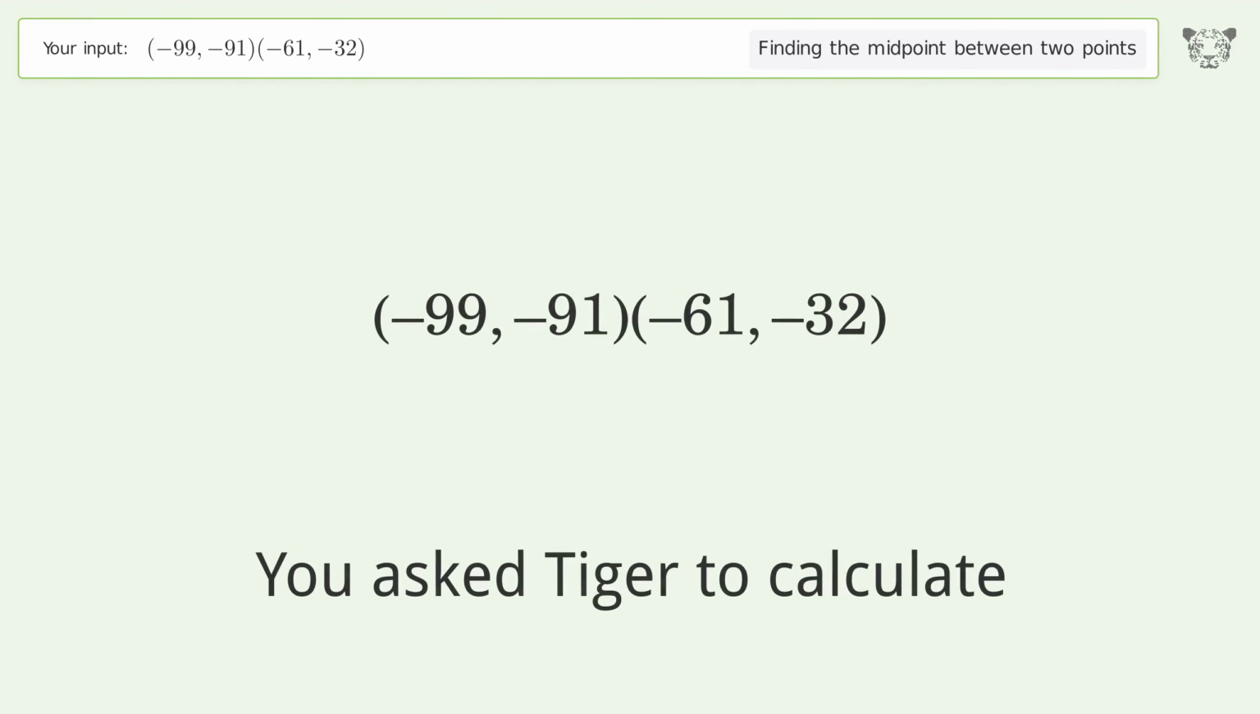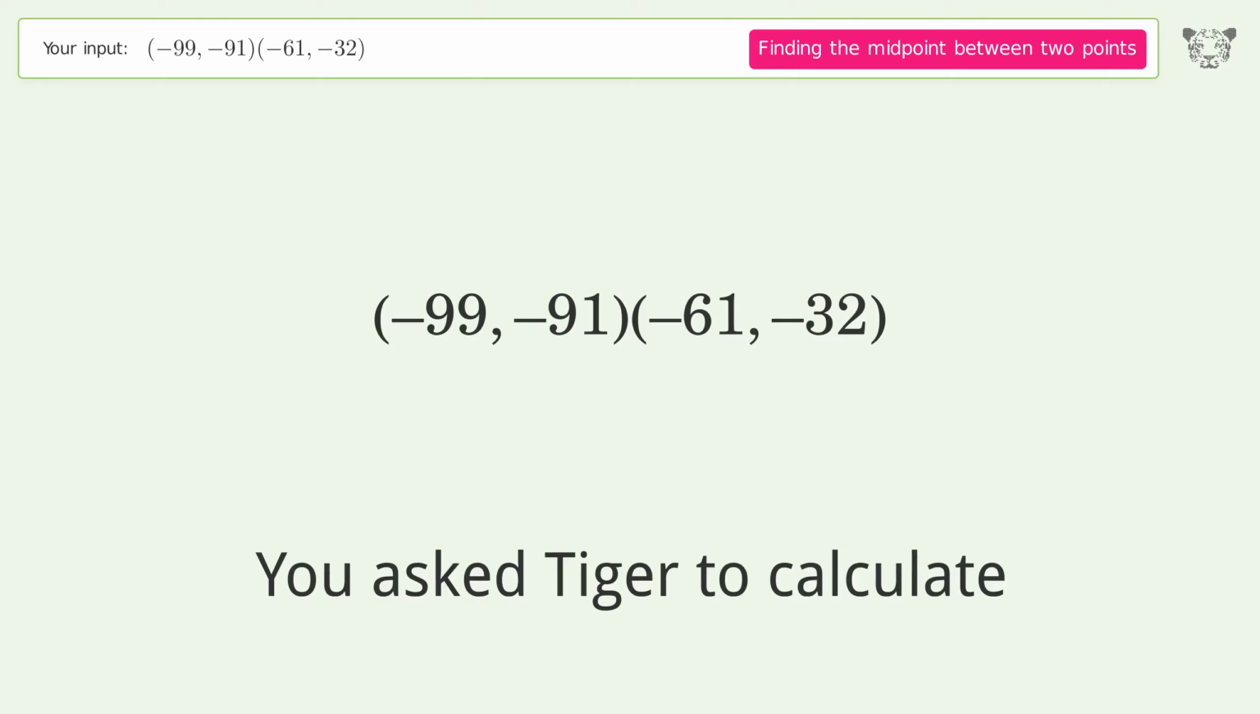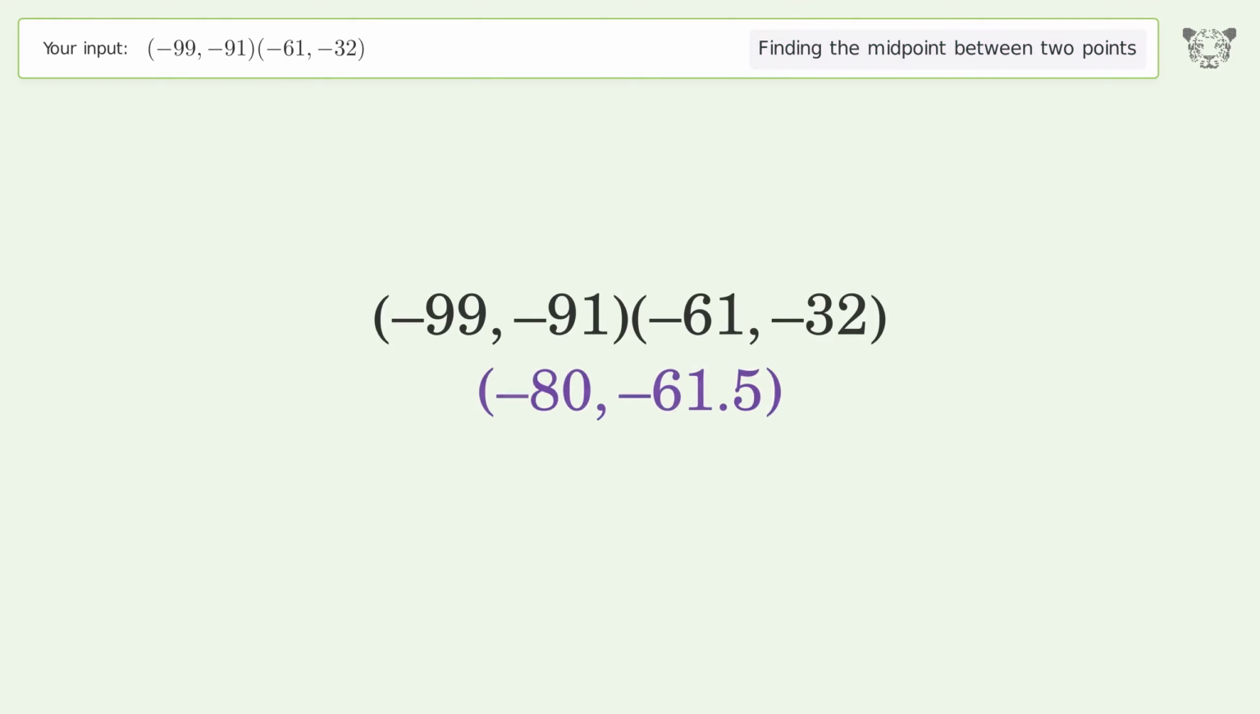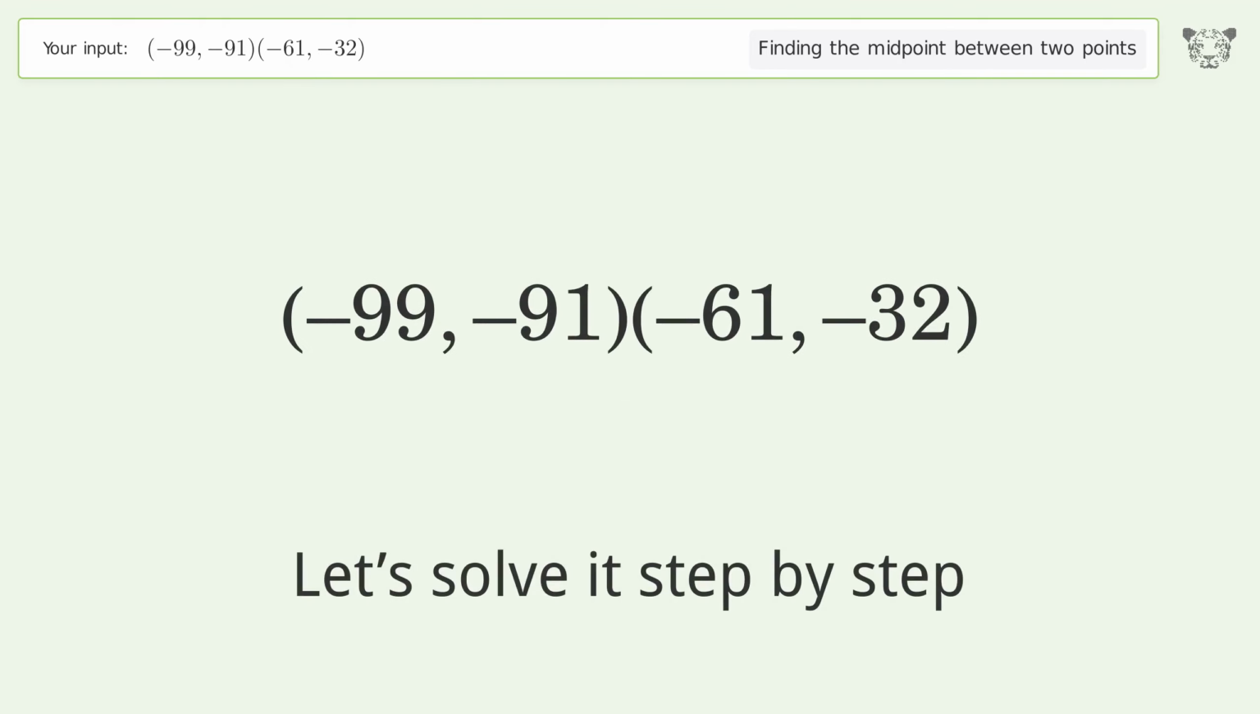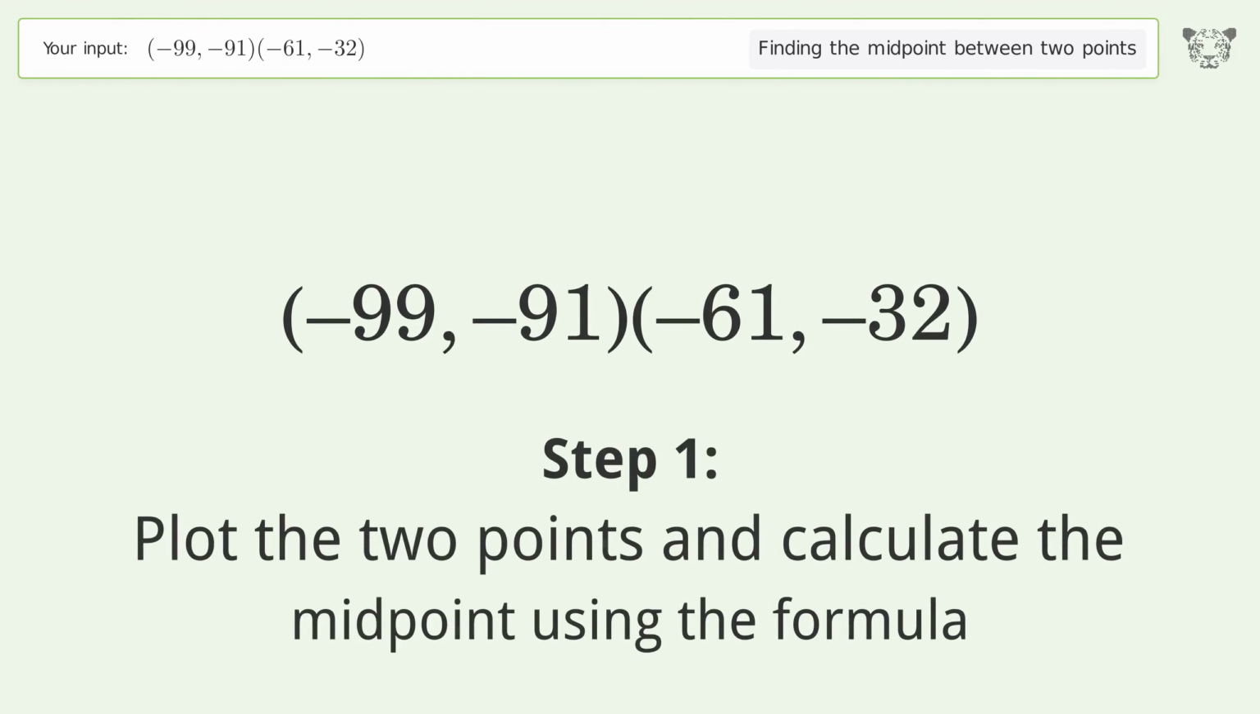You ask Tiger to calculate. This deals with finding the midpoint between 2 points. The midpoint between the 2 points is -80, -61.5. Let's solve it step by step. Plot the 2 points and calculate the midpoint using the formula.